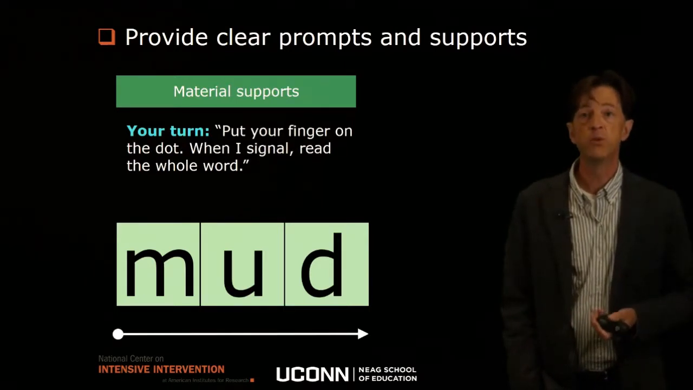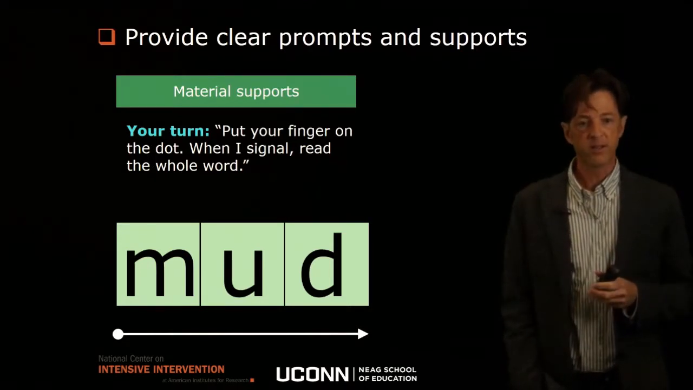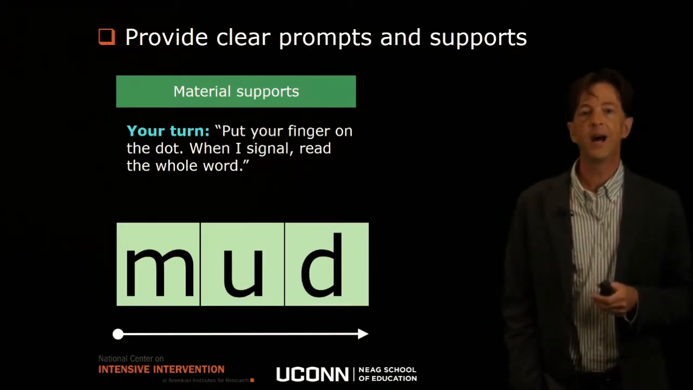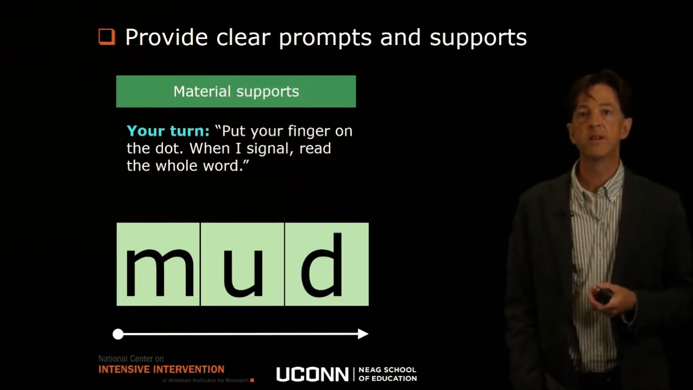We could then move on to when we're doing whole word reading. We still have the three squares and the letters, but now we've put an arrow under it, and it could be: put your finger on the dot, and when I signal, read the whole word.